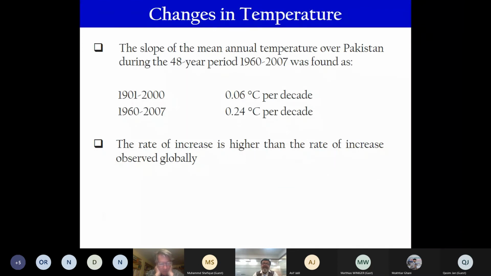The slope of the mean annual temperature over Pakistan during the 48-year period 1960 to 2007 was found to be 0.06 degrees Celsius per decade, and from 2060 to 2007 it is 0.24 degrees Celsius per decade. You see this is a big increase in temperature per 10 years that is calculated. So the rate of increase is higher than the rate of increase observed globally.